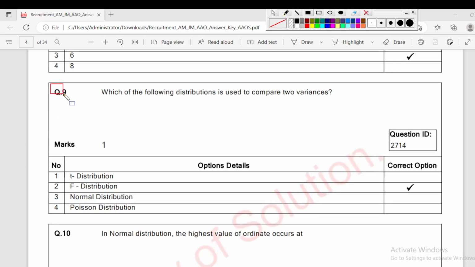Question number 9. Which of the following distributions is used to compare two variances? Option 1 t distribution, option 2 F distribution, option 3 normal distribution, and option 4 Poisson distribution. Option 2 is correct, F distribution.